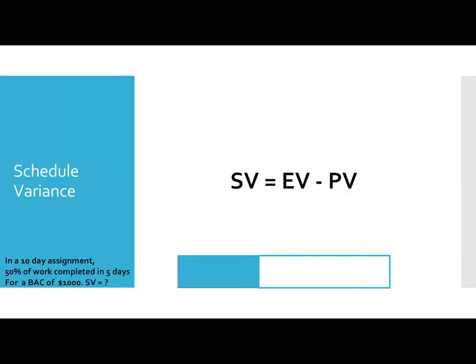Let's take an example. In a 10-day assignment, 50% of the work was completed in 5 days. Okay, 0, 5 days, and then 10 days. I'm using very simple examples so you can relate to that. Budget at completion of $1,000. So the earned value in 5 days is $500 minus the planned value. So what had you planned to complete? It says 50% of the work completed, so that you have planned. That's again 500. It's going to be 0. So there's no variation and you're on track. You don't have to worry about anything.